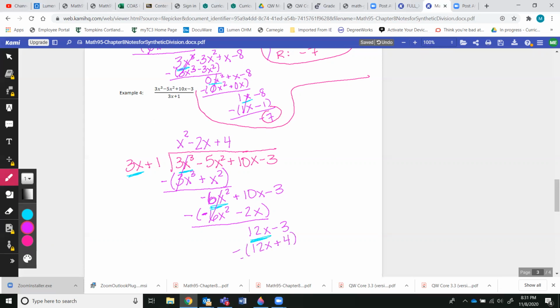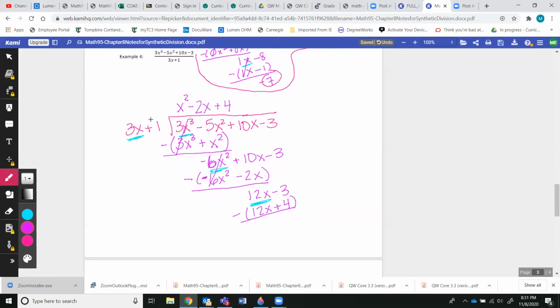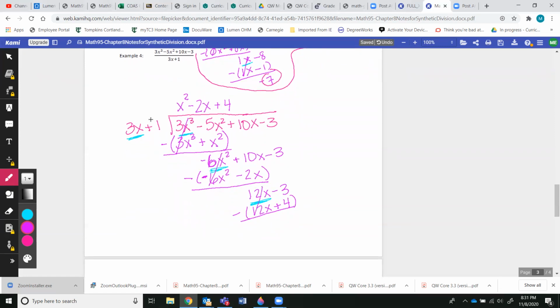I subtract. 12 minus 12 cancels out. Negative 3 minus 4 is negative 7. So my quotient here is x squared minus 2x plus 4. My remainder is negative 7.